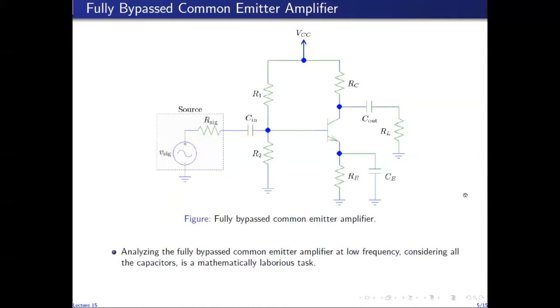So to further elaborate on the low frequency response of amplifiers, I will analyze the fully bypassed common emitter amplifier at low frequencies, the circuit of which is shown in this diagram here. So you can see that this bypass capacitor is connected directly at the emitter terminal. So at AC in the midband, this completely bypasses the resistance R_E, and the AC equivalent circuit of this fully bypassed common emitter amplifier in the midband has emitter at AC ground.